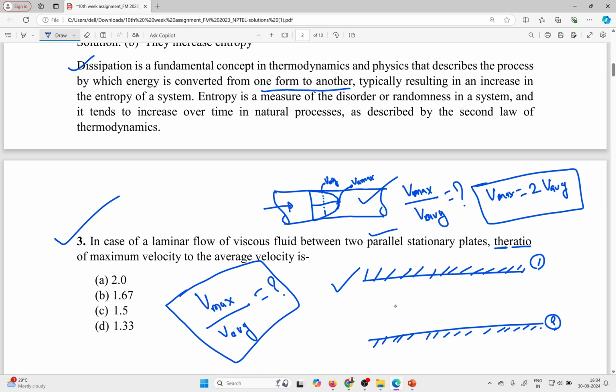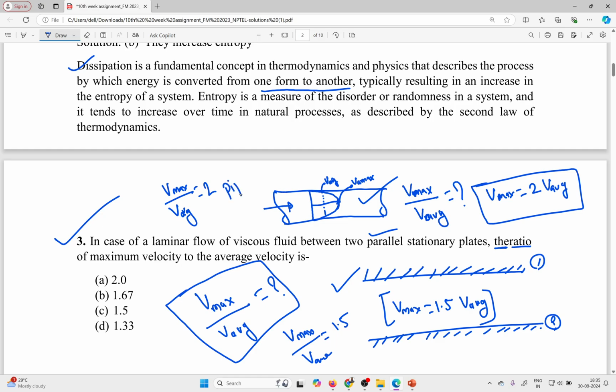Similarly, here V max is 1.5 times V average. Remember, please. So in the case of parallel plate, V max divided by V average is equal to 1.5, and in the case of pipe flow, V max divided by V average is 2. This is for the fixed plate.